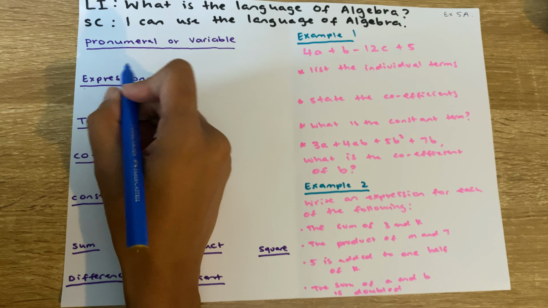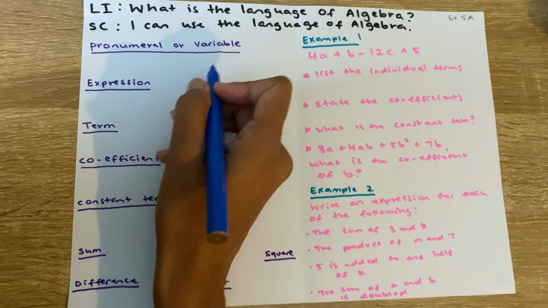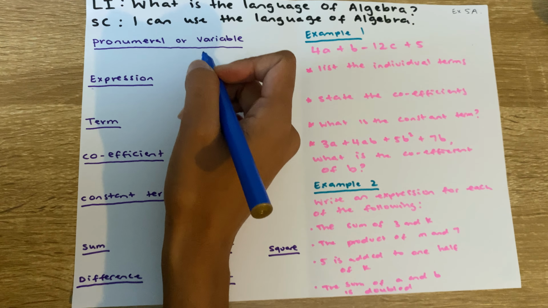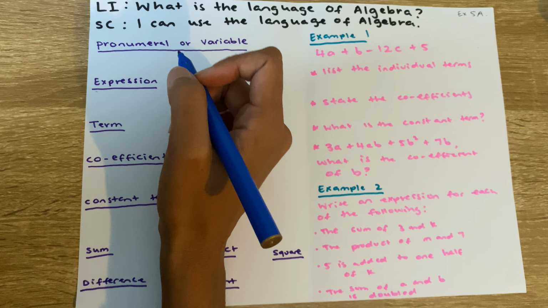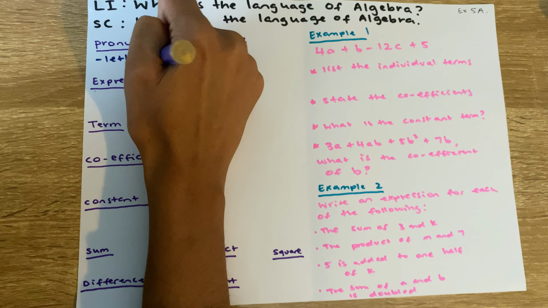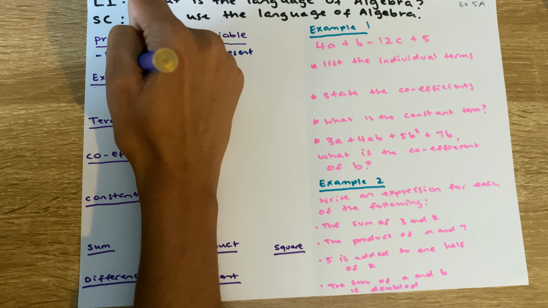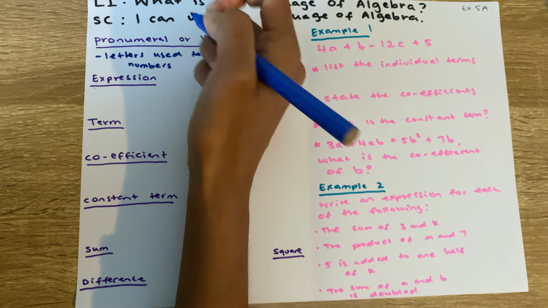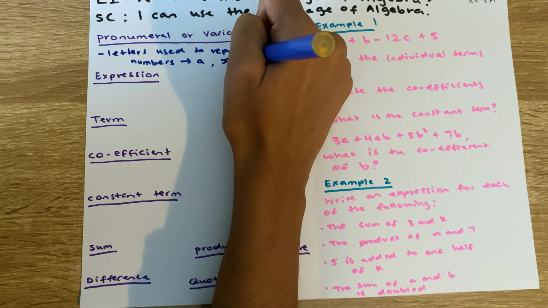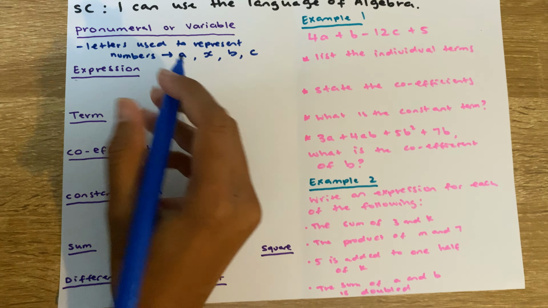So the word pronumeral or variable. In algebra, we use letters, okay? And these letters are what we call the pronumerals or variables, and they're used to represent one or more numbers. So they are basically letters used to represent numbers. And we can use any letter. We could use an A, we could use an X, we could use a B, a C, whatever we want to. All right.